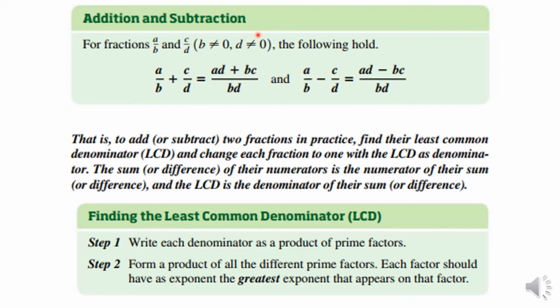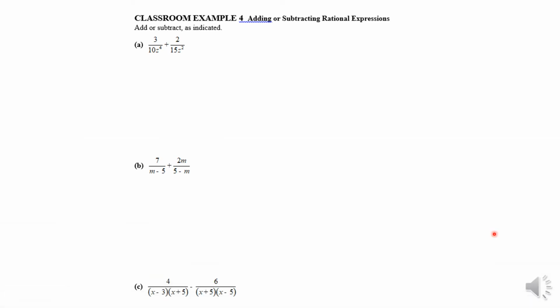When you add or subtract fractions, you need to get a common denominator to do it. And here's how you find the least common denominator that will simplify your work. Let's do some problems. So here we're to add or subtract as indicated and simplify our answer. Let's see how you did.